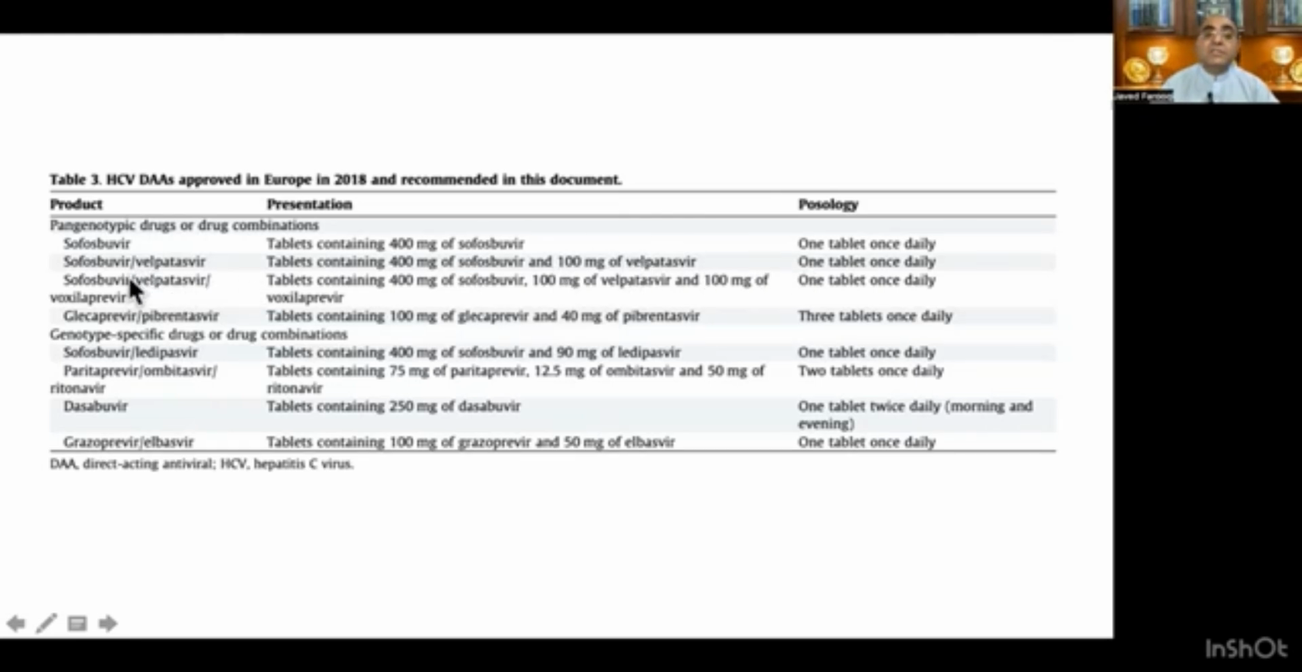This is the sofosbuvir, velpatasvir and voxilaprevir combo pill, in which sofosbuvir is 400 milligram, velpatasvir is 100 milligram, and voxilaprevir is also 100 milligram, and it is given one tablet once daily. This is the GP combination, where glecaprevir is 100 milligram and pibrentasvir is 40 milligram, and these are given as 3 tablets once daily. Similarly, the other genotype-specific drugs, their combinations are being given.